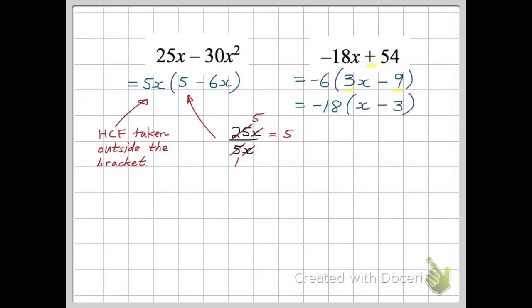Close the bracket. So the point is that even if you don't find the highest common factor to begin with, make sure you double check and have a look to see if you missed something. And if you did, then you can take out a further factor without having to rework the whole problem.